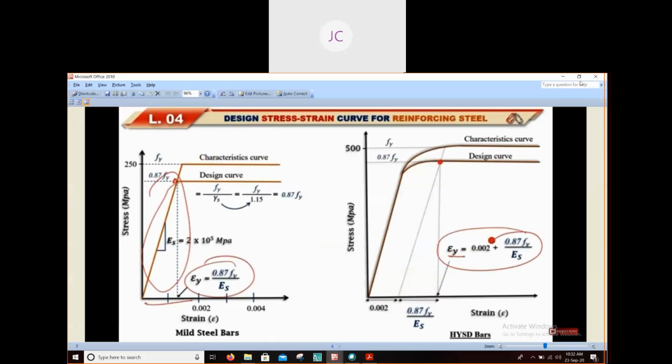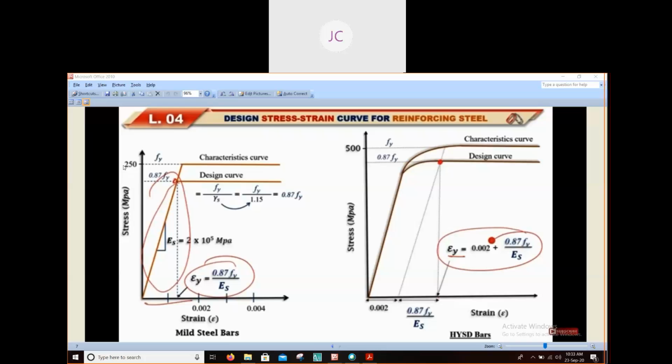Stress strain curve for concrete steel. We have two types of steel: one is our mild steel, another one is our HYSD bars. This is the stress strain curve for mild steel, and the curve will look like this. The first line indicates the characteristic curve, but for getting the design curve we have to divide the fy value by the partial safety factor 1.15, and you will get 0.87 fy.